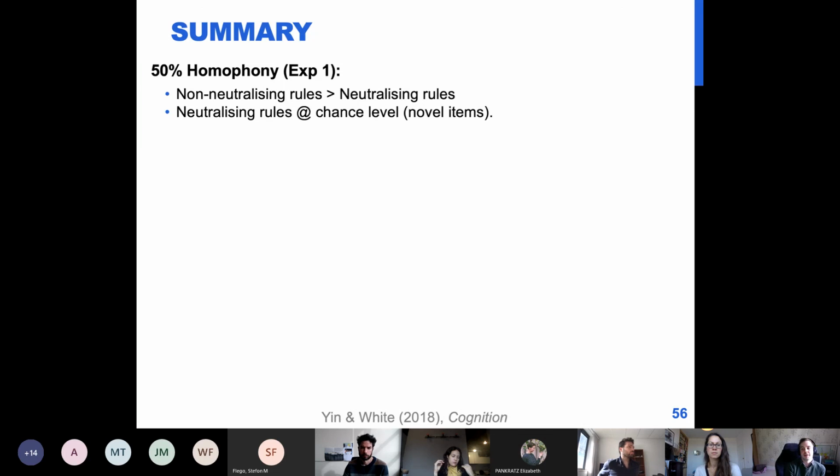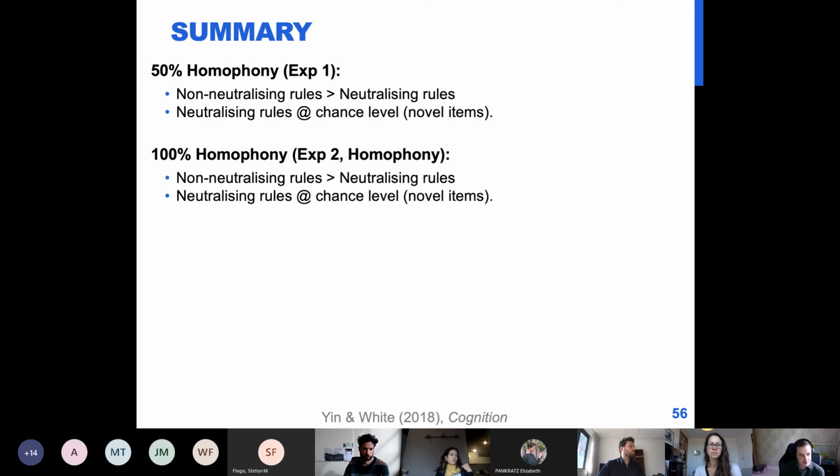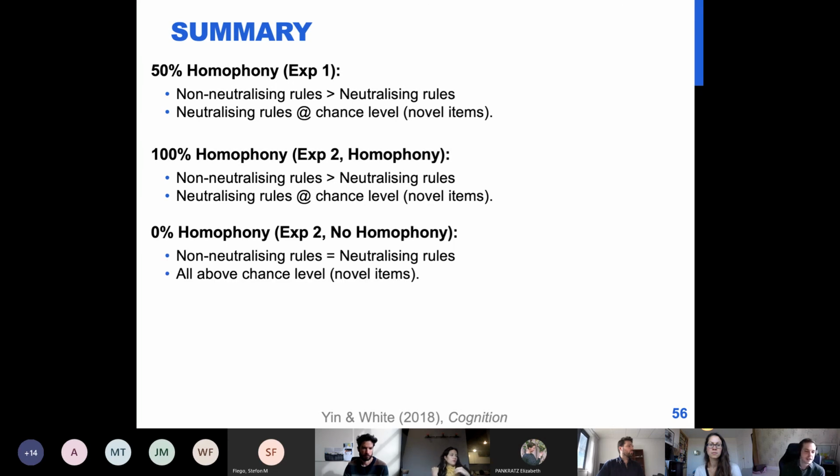All right. So I'm wrapping up here. To summarize this experiment, we see that when there's 50% homophony in experiment 1, the non-neutralizing rules were learned better than the neutralizing rules, and the neutralizing rules were at chance. When there's 100% homophony in experiment 2, the non-neutralizing rules were learned better than the neutralizing rules, and the neutralizing rules were at chance. When there's no homophony, the non-neutralizing rules were equal to the neutralizing rules, and everything was above chance level.